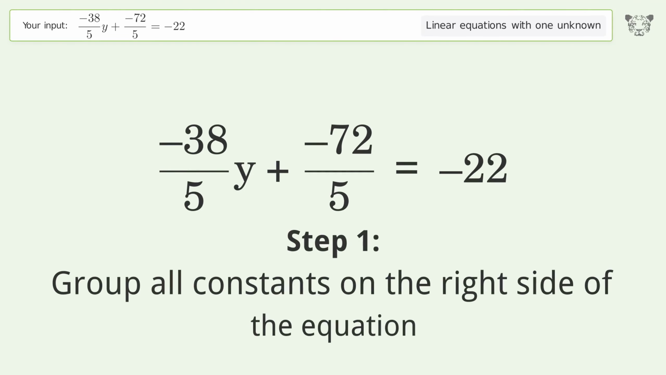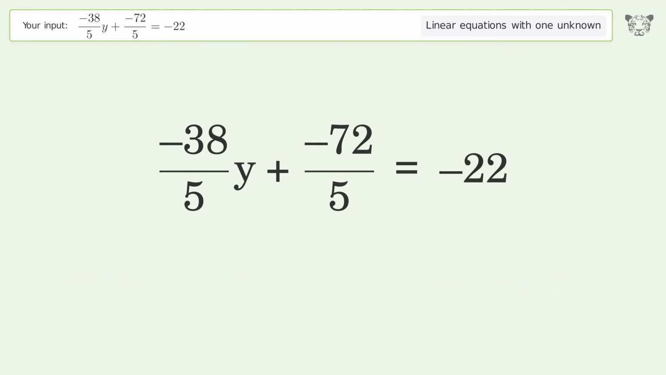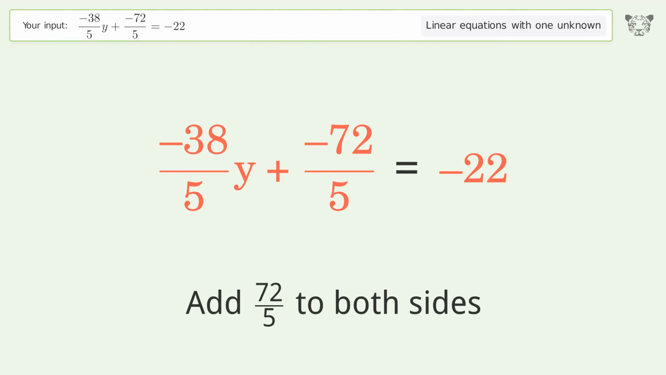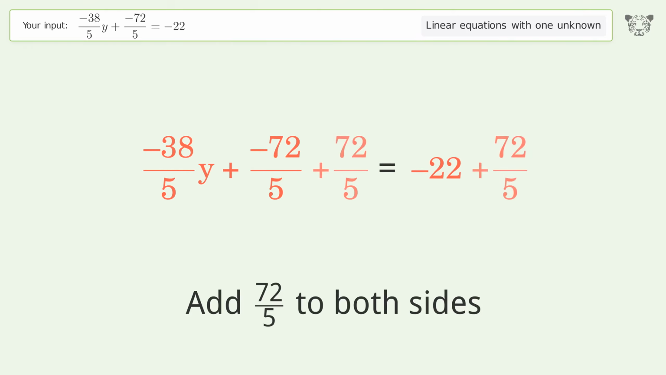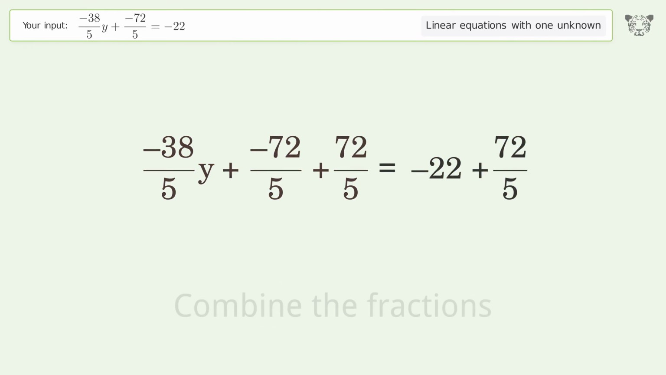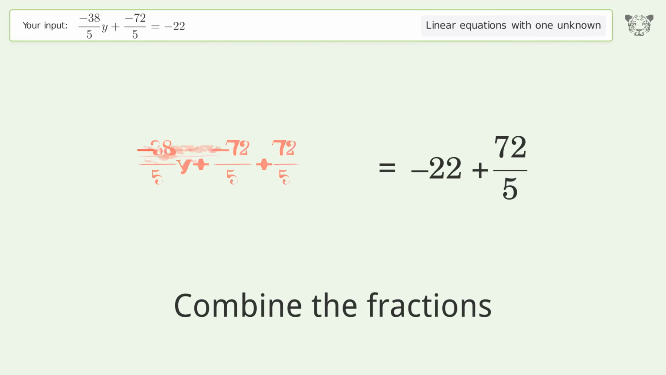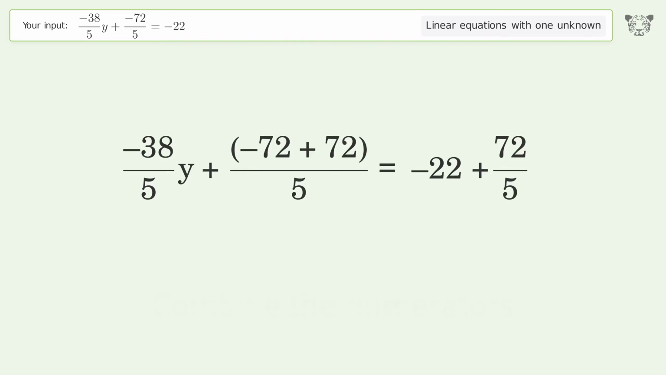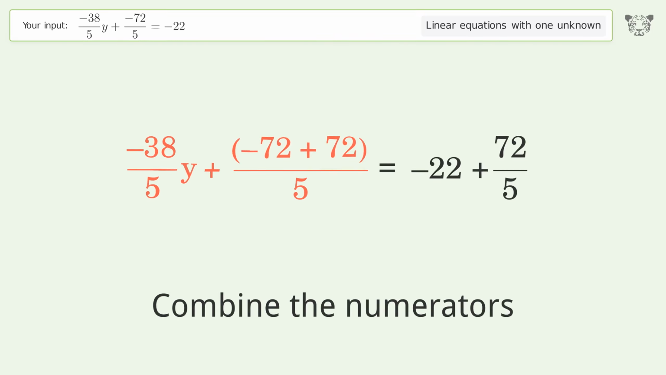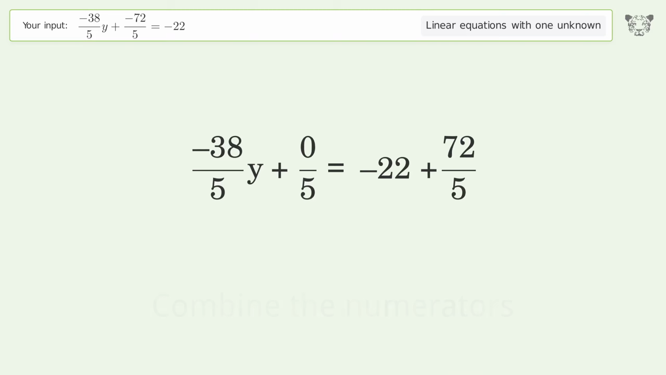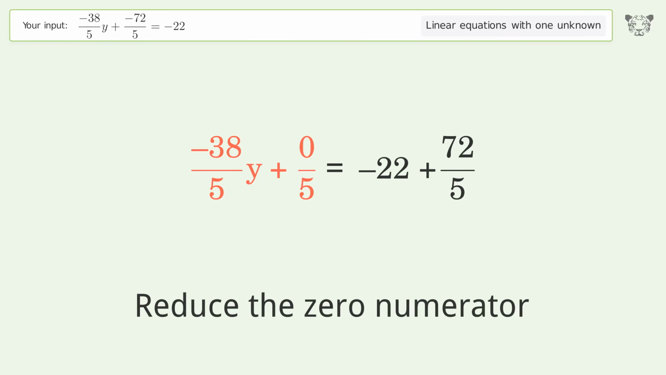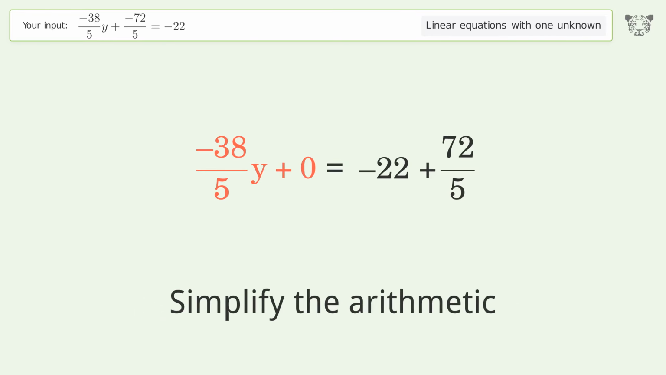Group all constants on the right side of the equation. Add 72/5 to both sides. Combine the fractions. Combine the numerators. Reduce the zero numerator. Simplify the arithmetic.